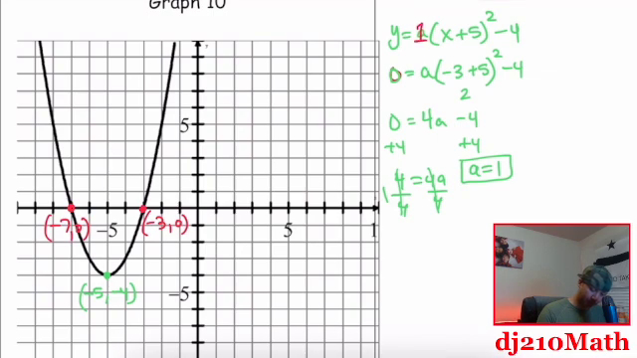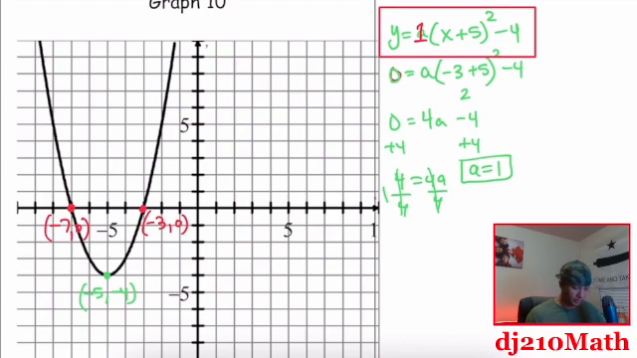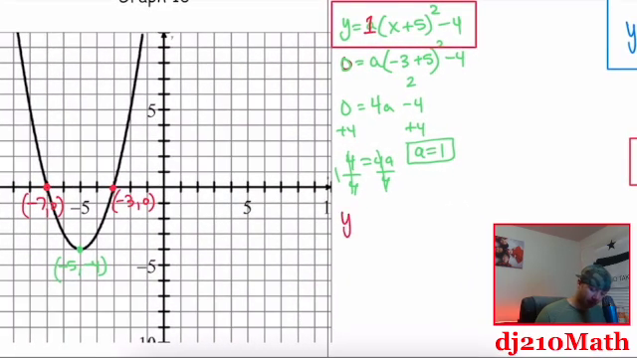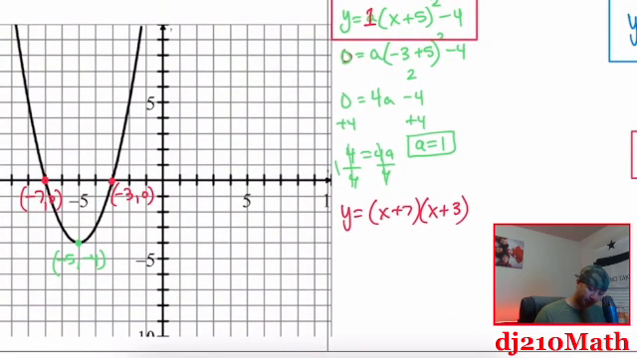So rewriting that in the original vertex form. All right, x-intercept form. It's even nicer, especially because a is 1. Oh, I can't see it. So this is going to be y is equal to a, which is 1, times x plus 7, times x plus 3. Okay, that's it. What it is. All right.